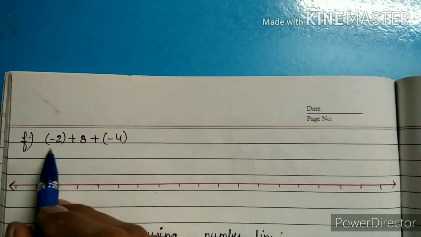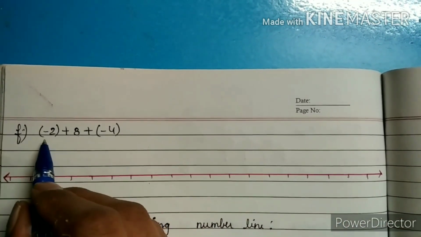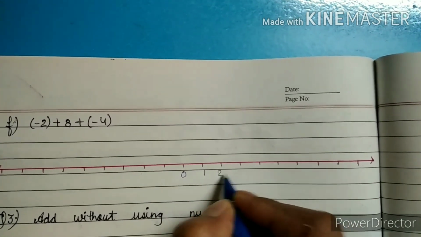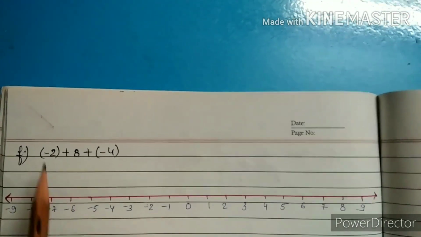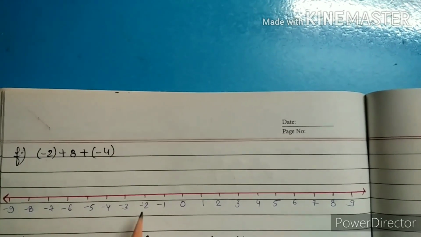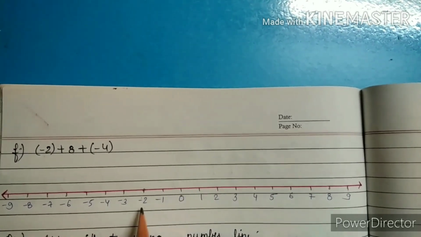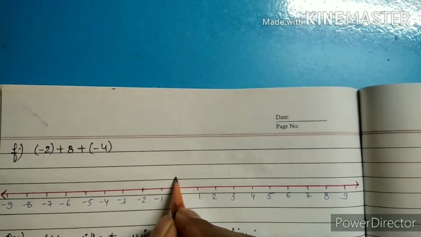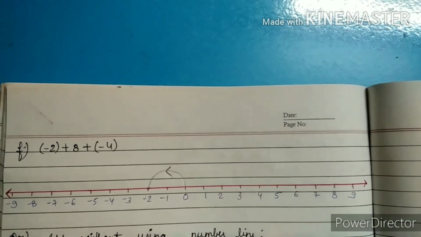Question number F, negative 2 plus 8 plus negative 4. It means we are standing on negative 2. So let's do it. Here is the 0, 1, 2, 3, 4. So here I drew the number line. Here firstly we are standing on negative 2. Have you seen negative 2 in the number line? Here is negative 2. So it means we are standing on negative 2. How can we reach negative 2 directly? We can reach negative 2 directly from 0 in one jump. So here is the one jump and we reach negative 2 from 0.